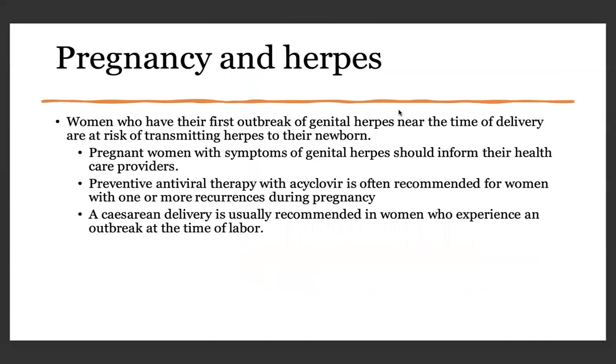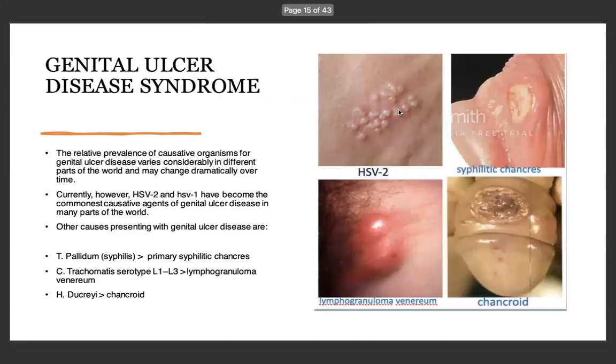Pregnancy and herpes. Women who have their first outbreak of genital herpes near the time of delivery are at risk of transmitting herpes to their newborn. Pregnant women with symptoms of genital herpes should inform their healthcare provider. Preventive antiviral therapy with acyclovir is often recommended for women with one or more recurrences during pregnancy. A cesarean delivery is usually recommended in women who experience an outbreak at the time of labor.